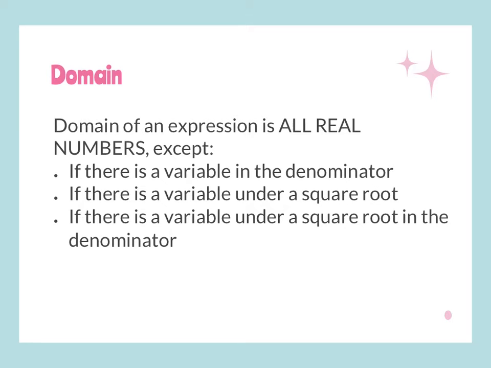So first thing, there's restrictions that can be placed on fractions, okay, which is based on the domain of that fraction. So the domain of an expression is all real numbers, except if one of the following occurs. If there's a variable in the denominator, so let's say I have something like 3 over x, for example, okay? When I put a variable in the denominator, I have to worry about something called a restriction, okay, which says that the denominator can't equal 0, because what happens when you divide by 0?